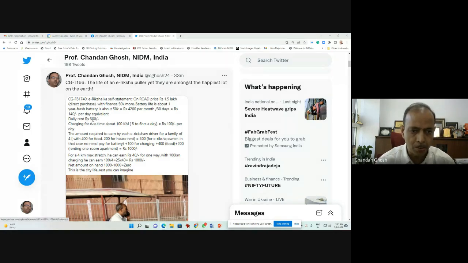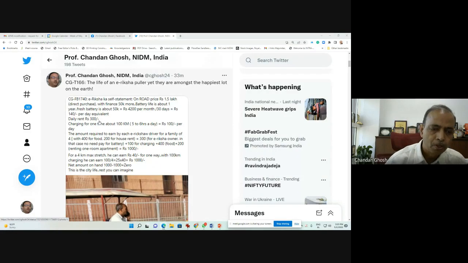Is this 300 taken here for the e-rickshaw owner? In that case, there is no need to pay for the battery or other things. This expenditure is a one-time expenditure, and the battery will be taken care of by the owner. So that is why he is charging 300 rupees. So when they are paying 300 rupees, in 1.5 years or maximum 2 years' time, the return on investment comes in.